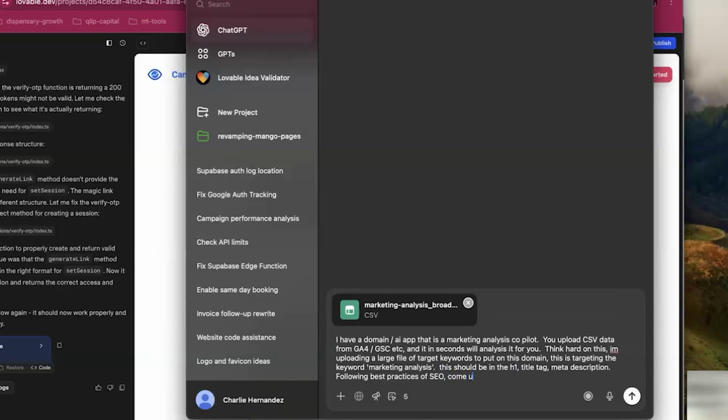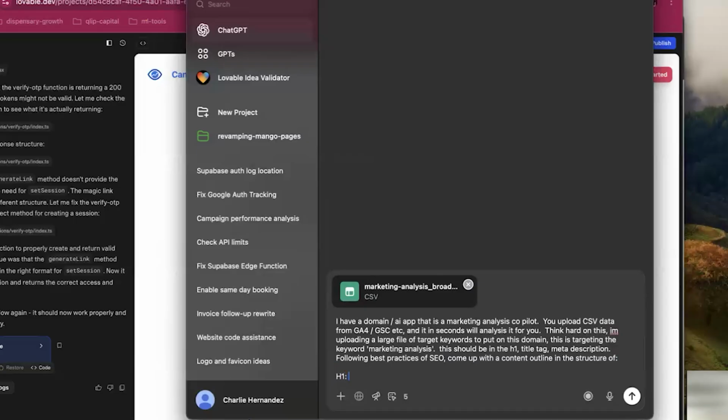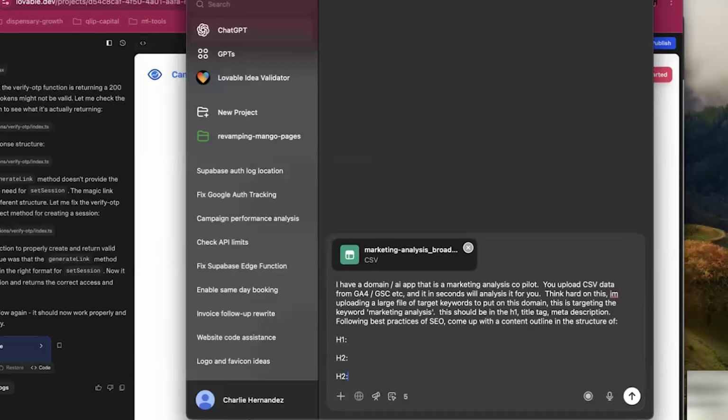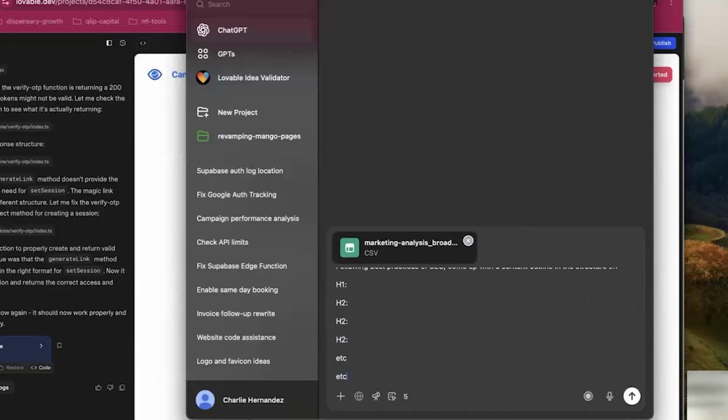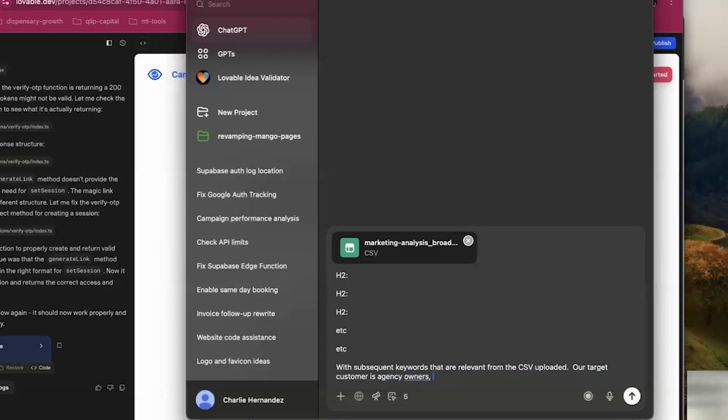Come up with a content outline in the structure of H1, H2, H2, H2, etc., with subsequent keywords that are relevant for our audience. Target customer is agency owners, marketing directors, freelancers in the digital marketing sphere. What do you think? Is that enough context?